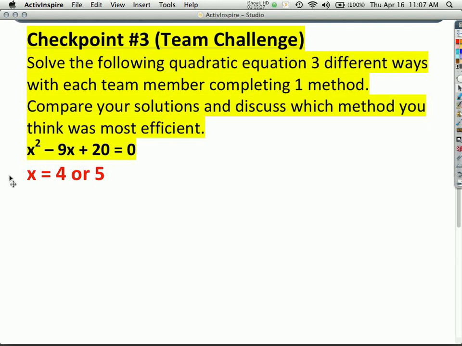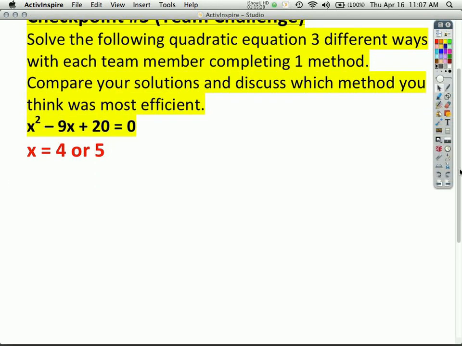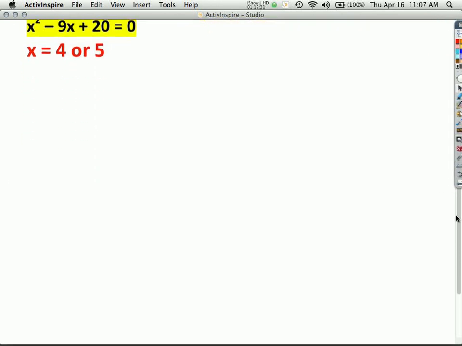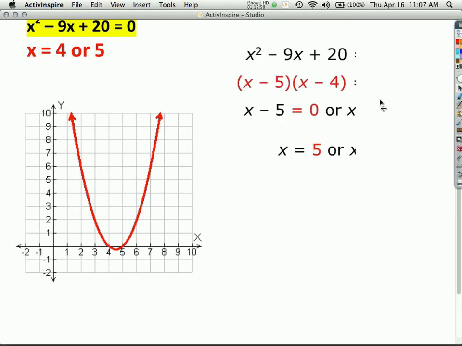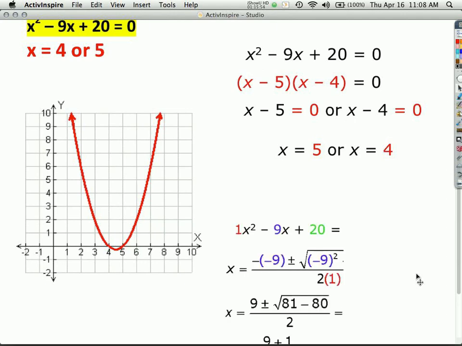There were really only 3 methods that you could use. The 3 methods were graphing, factoring, and quadratic formula. You couldn't use square roots because there's a middle term. So here's what the work could have looked like. Here's the graph. Here is factoring. And here is the quadratic formula.